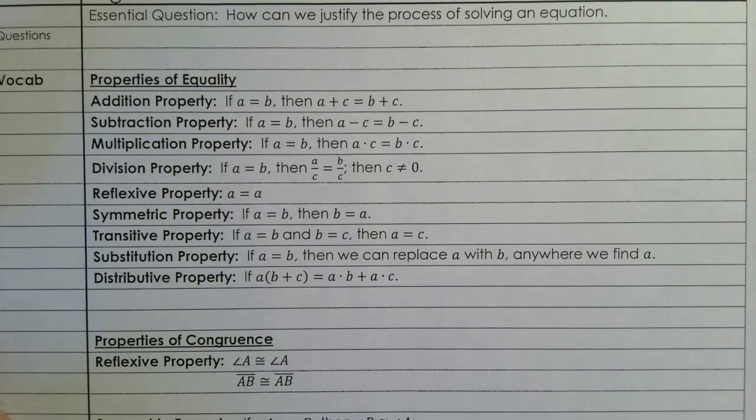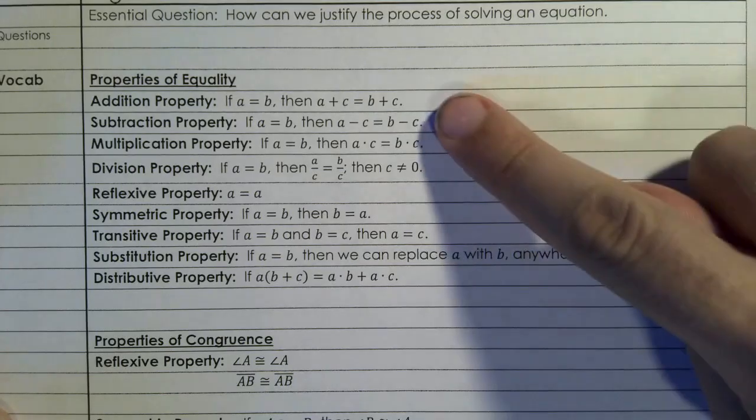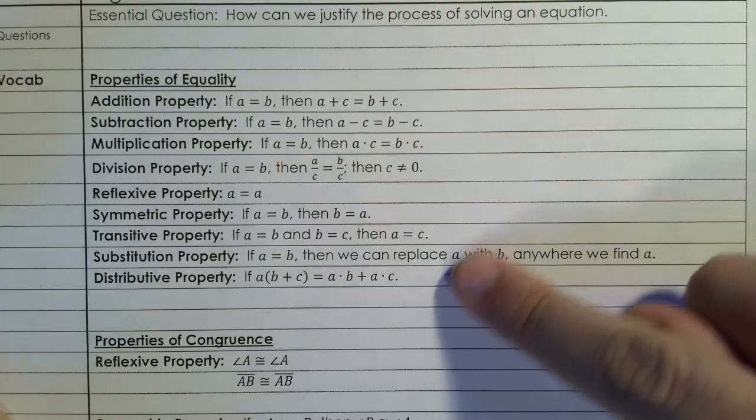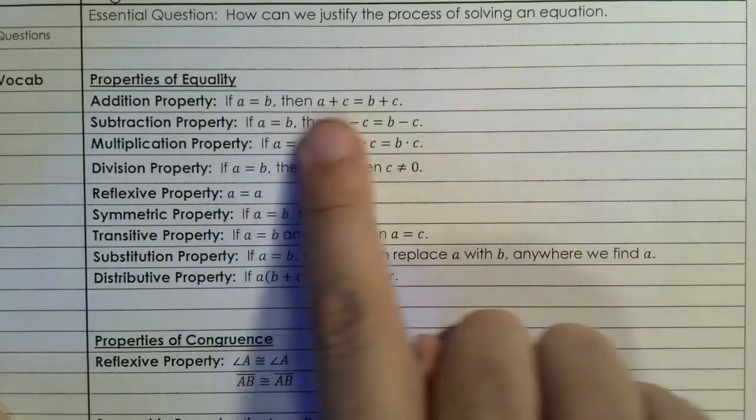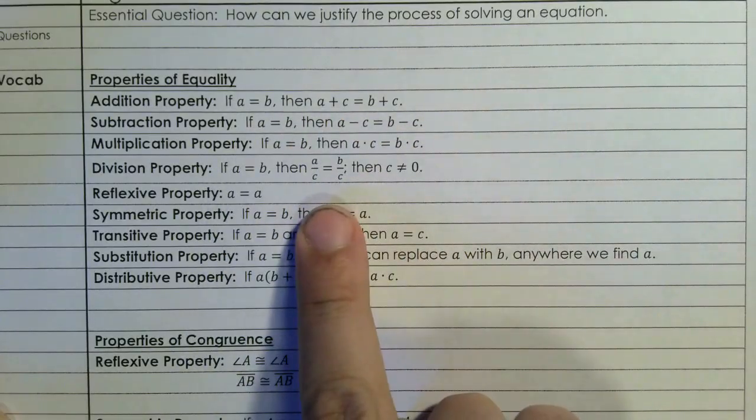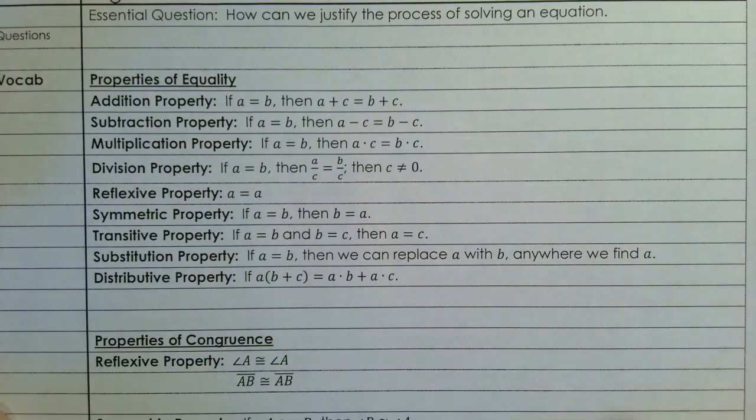Hello. In this video, we're going to be talking about the properties of equality and congruence and using them to justify the process of solving equations. Now, these are things that you have heard plenty of times in the past, like, oh, you can add something to both sides. You can divide both sides by the same thing. But we're going to use those in algebraic proofs to show this sort of proving process for problems, and we're going to do it with algebra stuff.